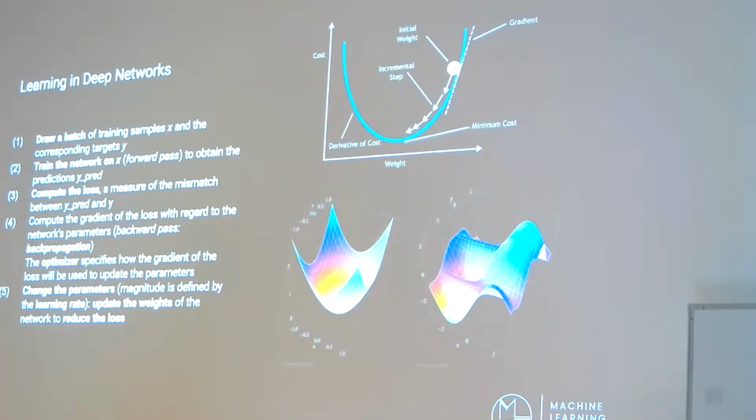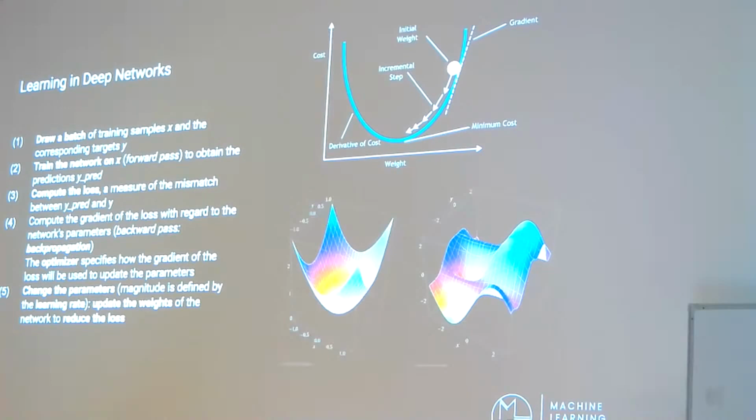So how does learning in deep networks happen? First of all, you never feed your whole data set into your model. You feed it in batches. This is the more efficient way to do it. So first of all, you draw a mini batch, and then you feed your inputs X into your model, as I already said. You train your network. We already went through this. We do a forward pass and we obtain our first predictions.